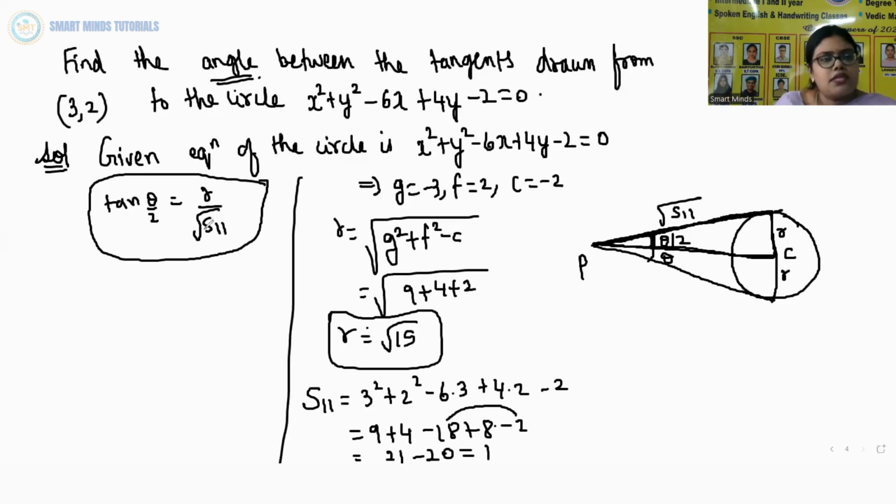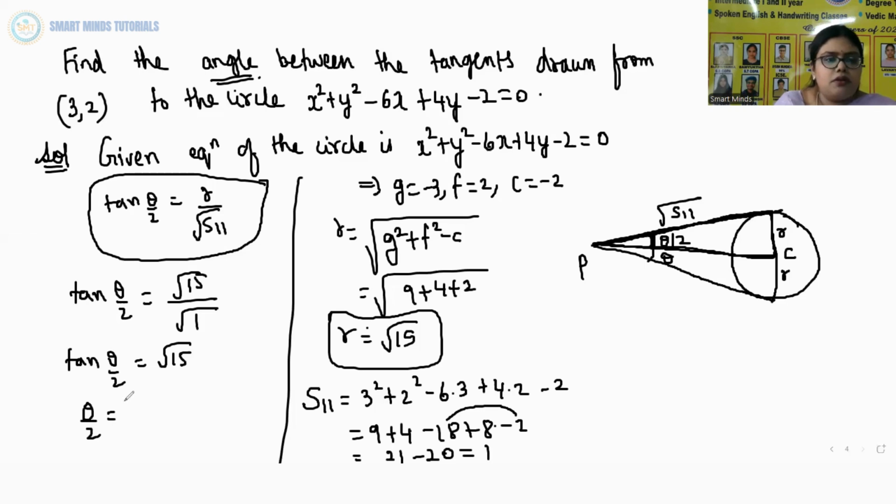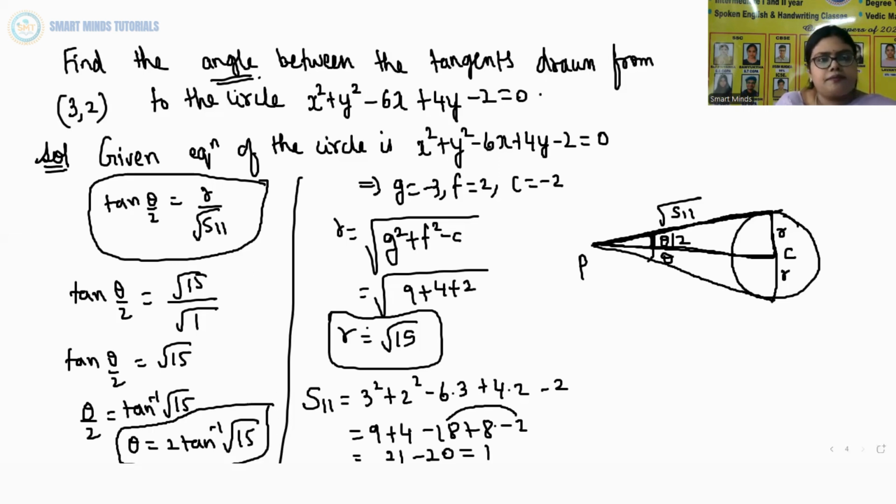Now we substitute the values in this formula. Tan theta by 2 is R by root S11. So tan theta by 2 is root 15 by root 1. So tan theta by 2 is equal to root 15. So theta by 2 is equal to tan inverse root 15, and theta is equal to 2 tan inverse root 15. This is the angle between the tangents. Now take the next question.